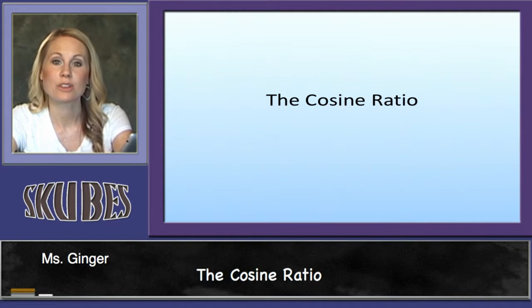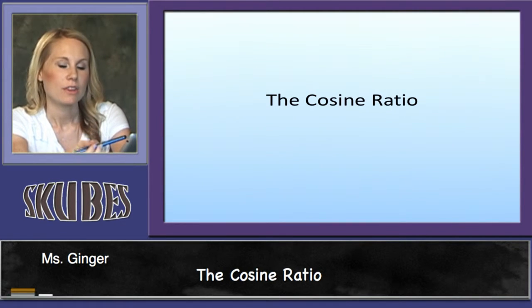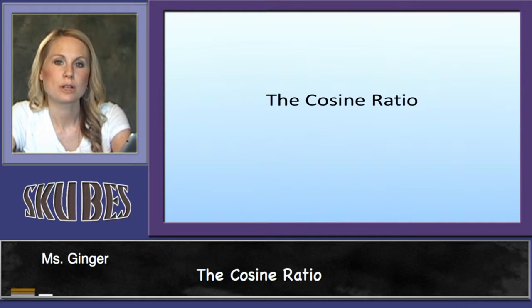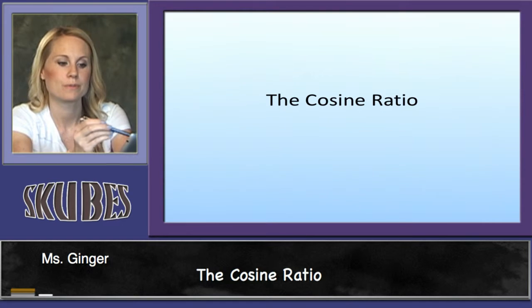Everybody, this is a lesson on the cosine ratio. The cosine is one of our trigonometric ratios. We've got sine, cosine, and tangent. We're going to be talking about cosine, and it's one of the useful tools that you'll be using for finding missing sides and angles in your right triangles.